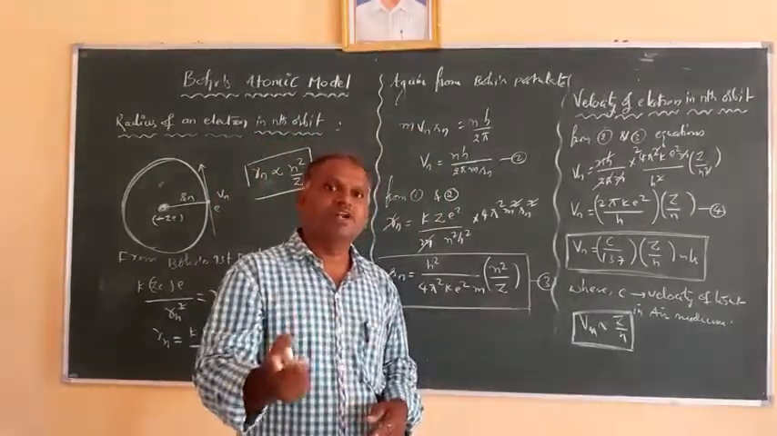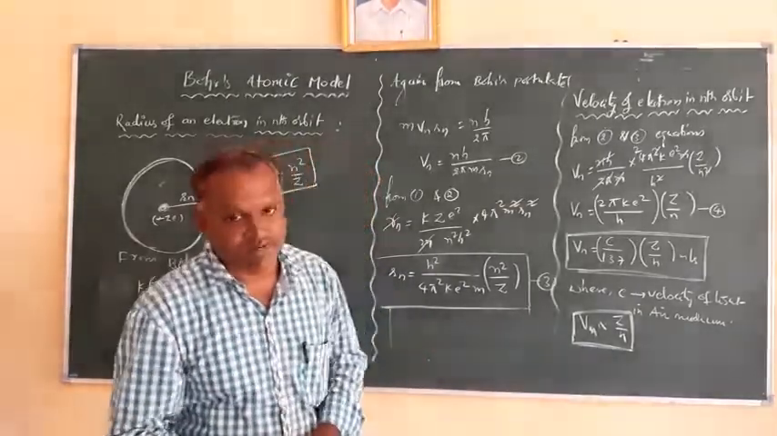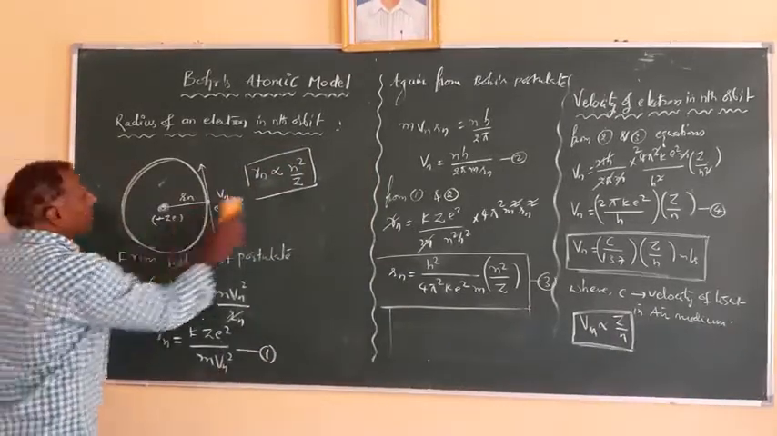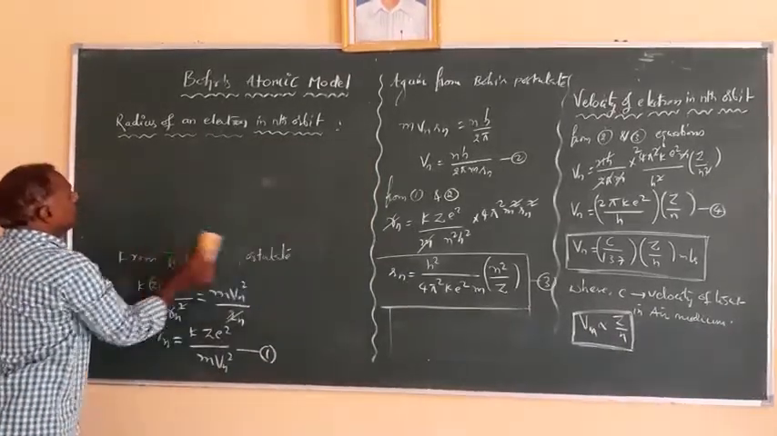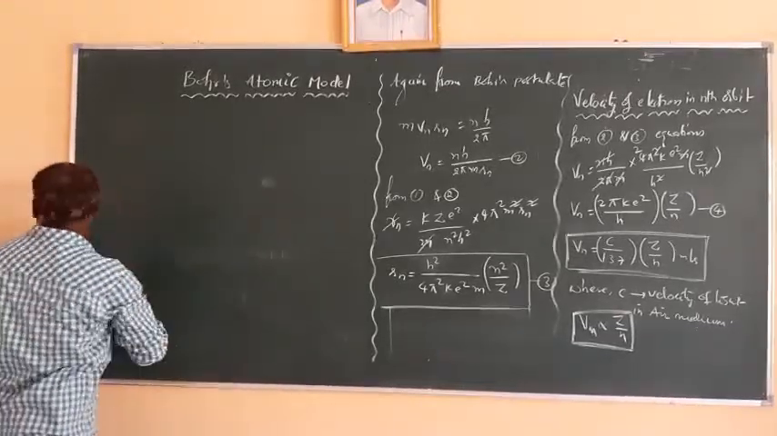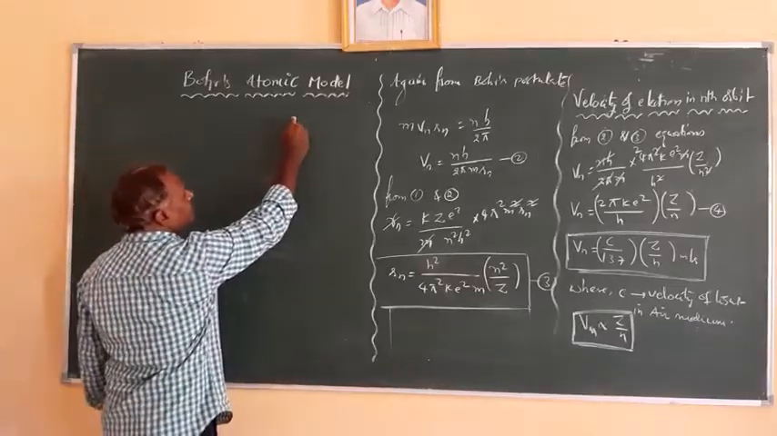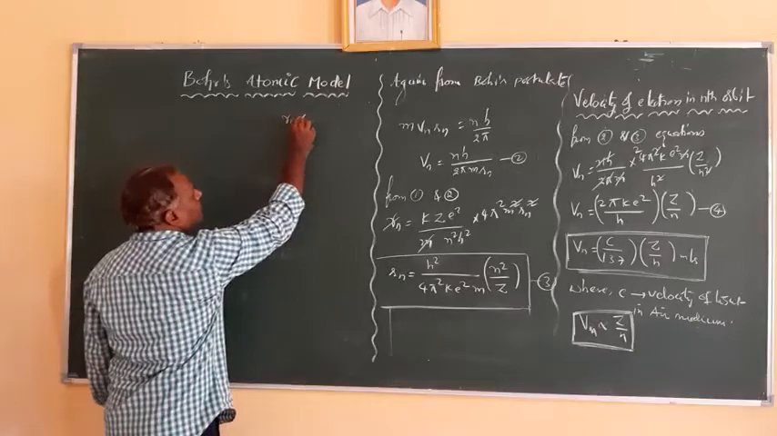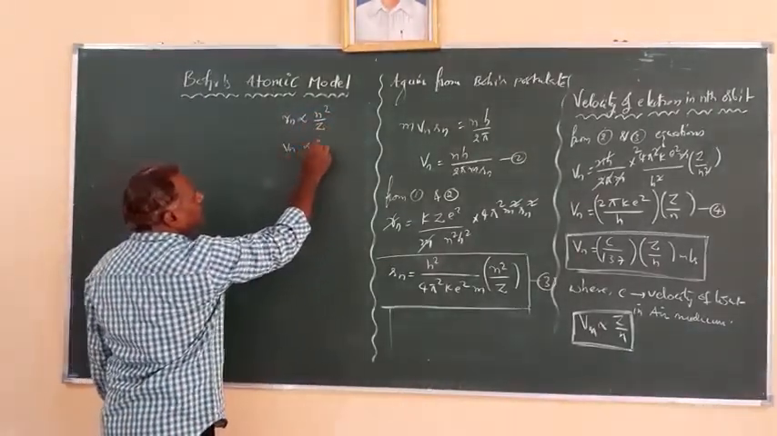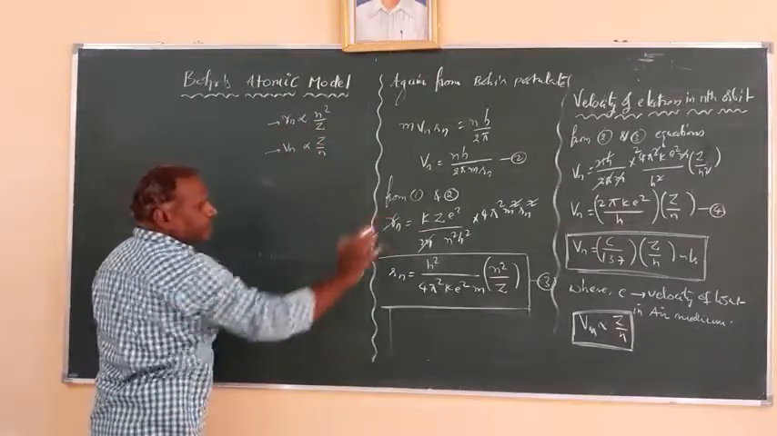With respect to n and Z, we can see how the angular velocity and the time period of the electron depend on them. Now I will go for angular velocity and time period of electron in nth orbit. Here are the two equations we already know: Rn is proportional to n square by Z, and Vn is proportional to Z by n.